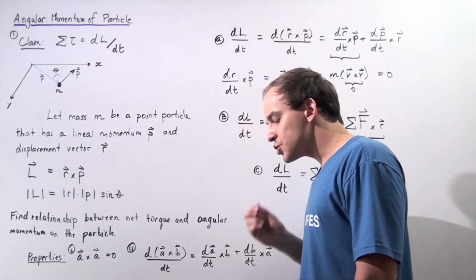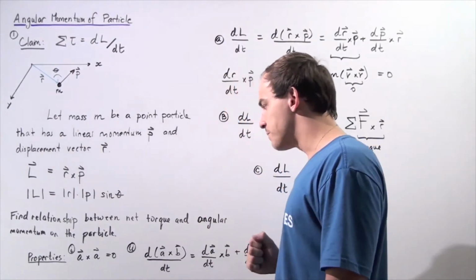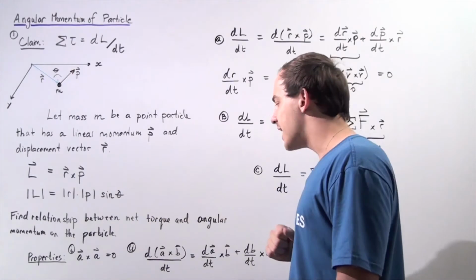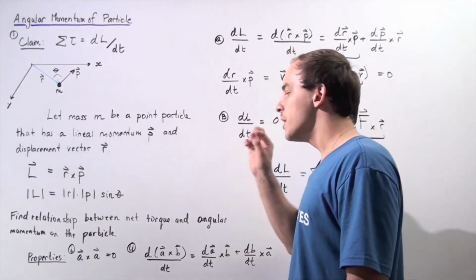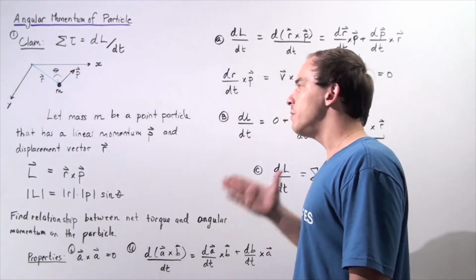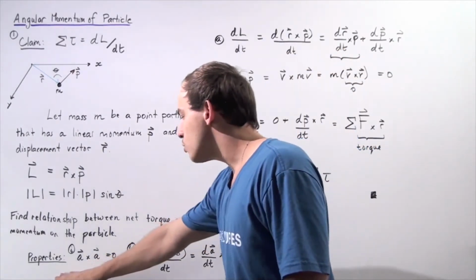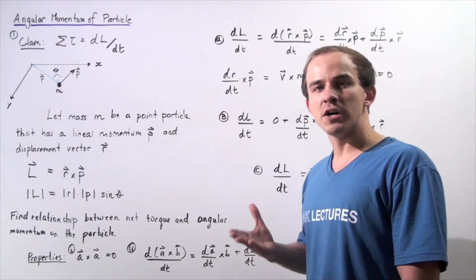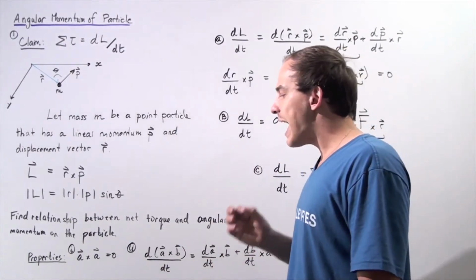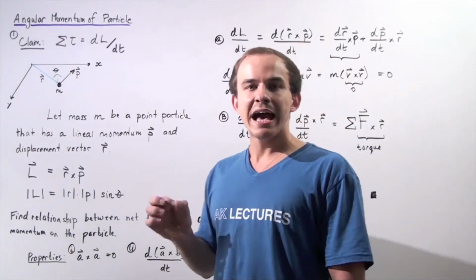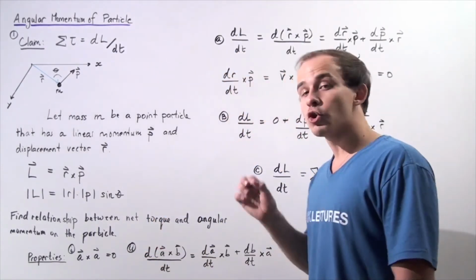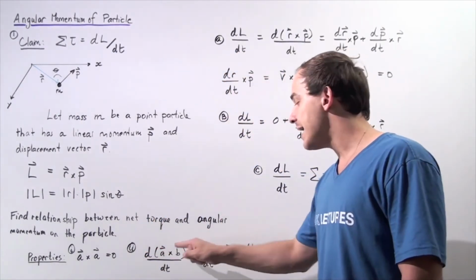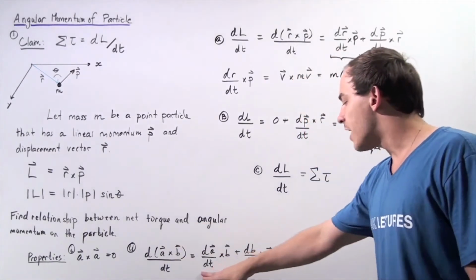Now we want to actually find the relationship between the net torque acting on our object and the angular momentum of our point particle. So before we begin, let's review the following properties of cross product. If we have a vector A and a vector B, and we take the derivative of the cross product of vector A and B, we get the following result.